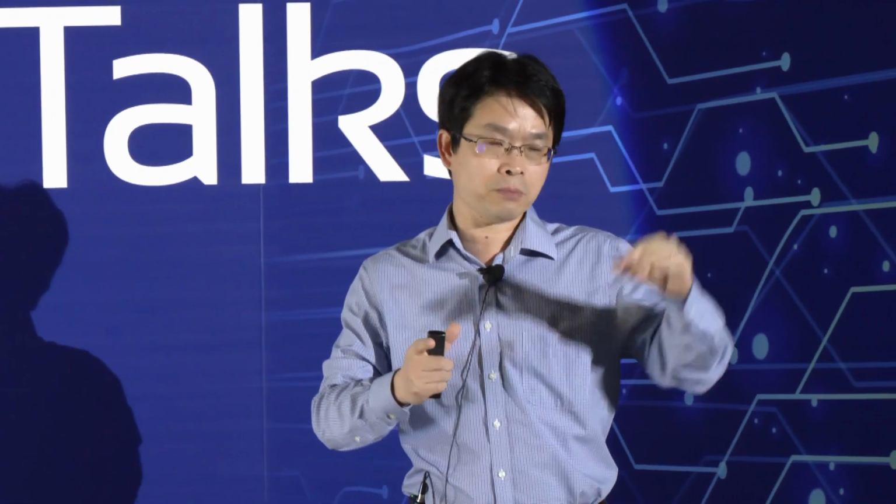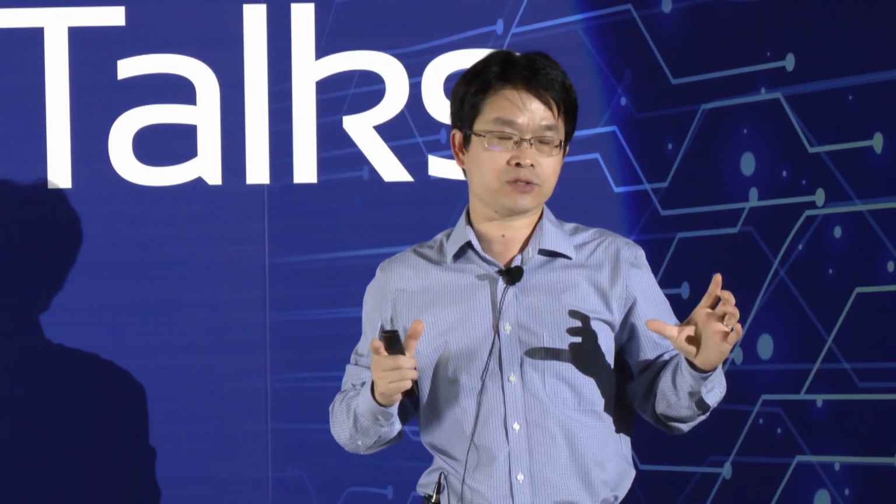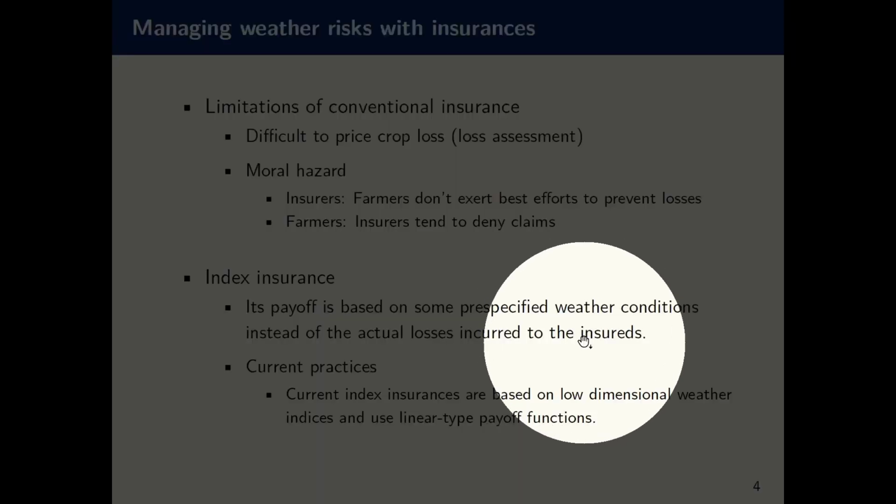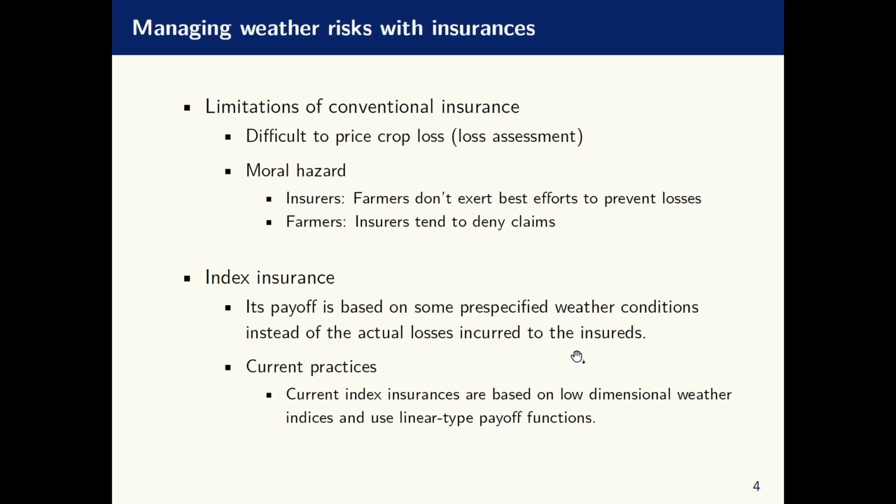So the payoff for index insurance is based on some pre-specified weather conditions instead of the actual product loss. And those pre-specified weather conditions can be measured from stations, like we have stations measuring temperature, rainfall, and so on. So we can design the insurance contract based on those weather variables directly. A very clever idea, right?